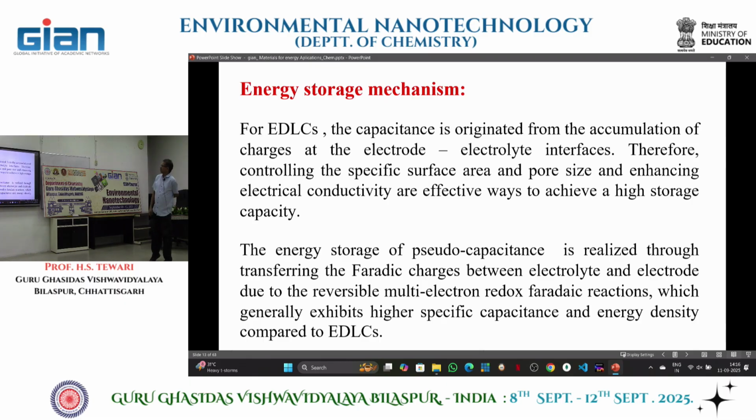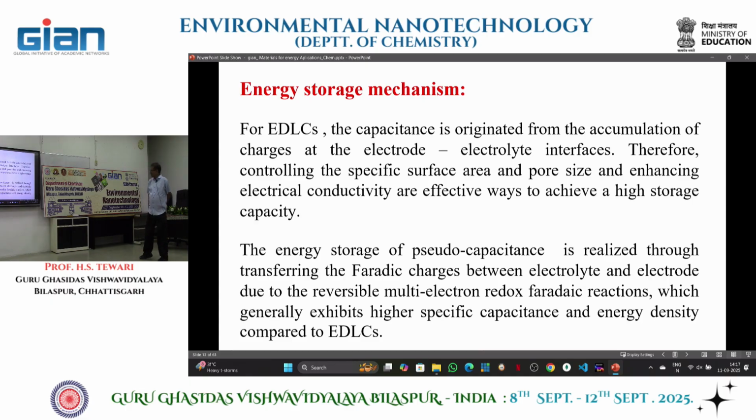So the energy storage mechanism for these three devices: in electric double layer capacitors, capacitance originates from the accumulation of charges at the electrode and electrolyte interface. Therefore, controlling the specific surface area and pore size and enhancing the electrical conductivity are the methods for increasing the capacity of a supercapacitor.